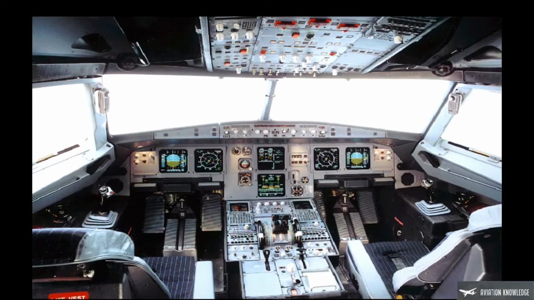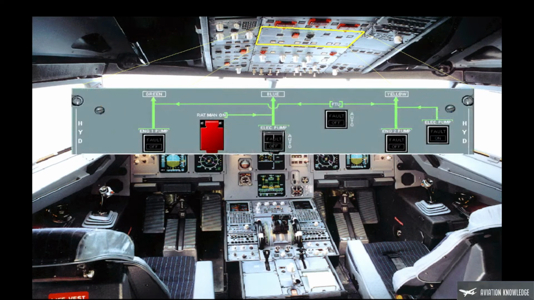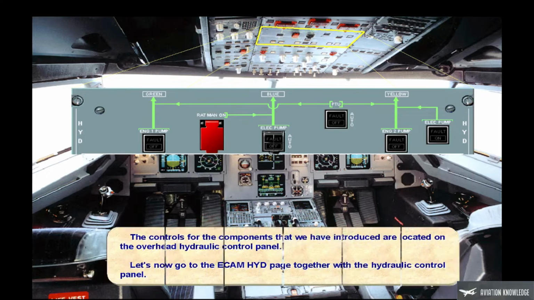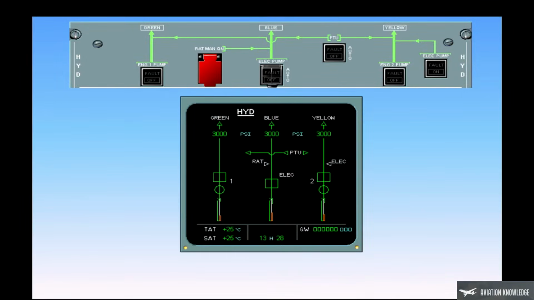The controls for the components that we have introduced are located on the overhead hydraulic control panel. Let's now go to the ECAM hydraulic page together with the hydraulic control panel. The hydraulic system is fully automatic. However, each pump and the PTU have an associated push-button switch for abnormal operation.